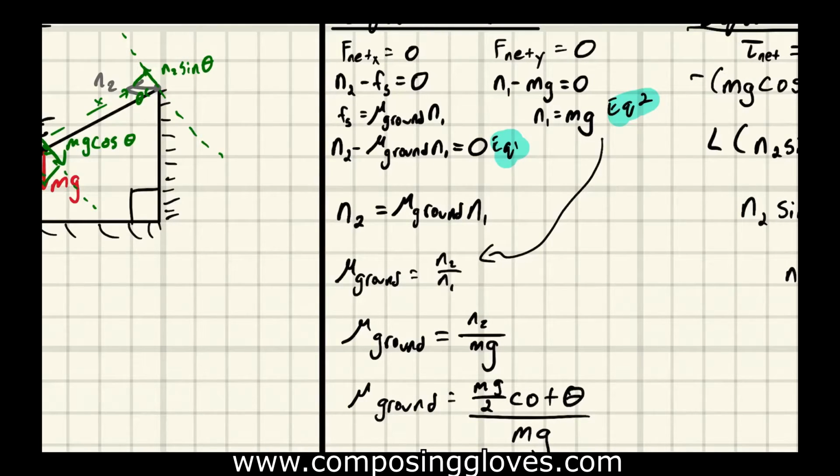And we say, well, let's add mu ground to both sides, so we just move it to the other side. And when we do that, we get mu ground N1 equal to N2. Then we can divide by N1, and we find out that mu ground is equal to N2 over N1. And we're trying to find mu ground, but the problem with this definition is we were not given N1 or N2, so we could not plug numbers in at this point.